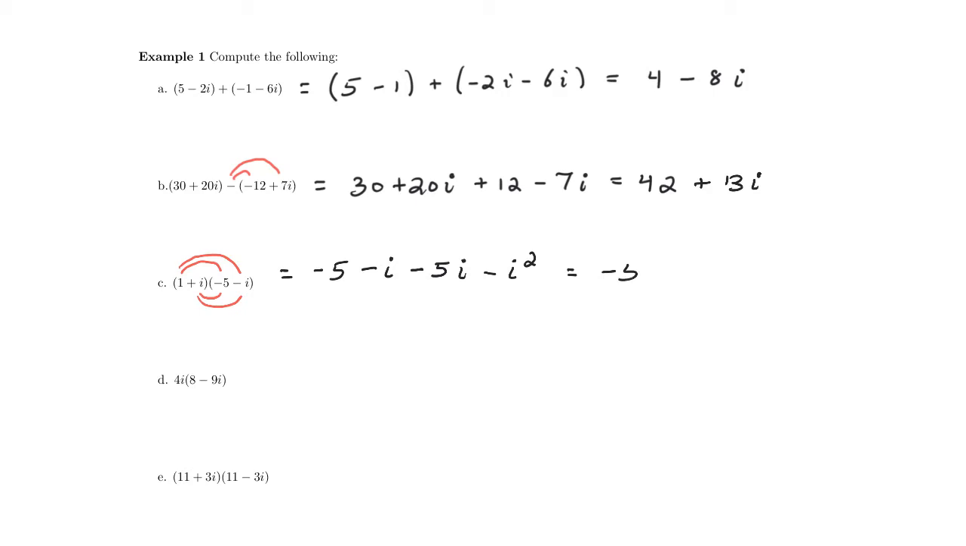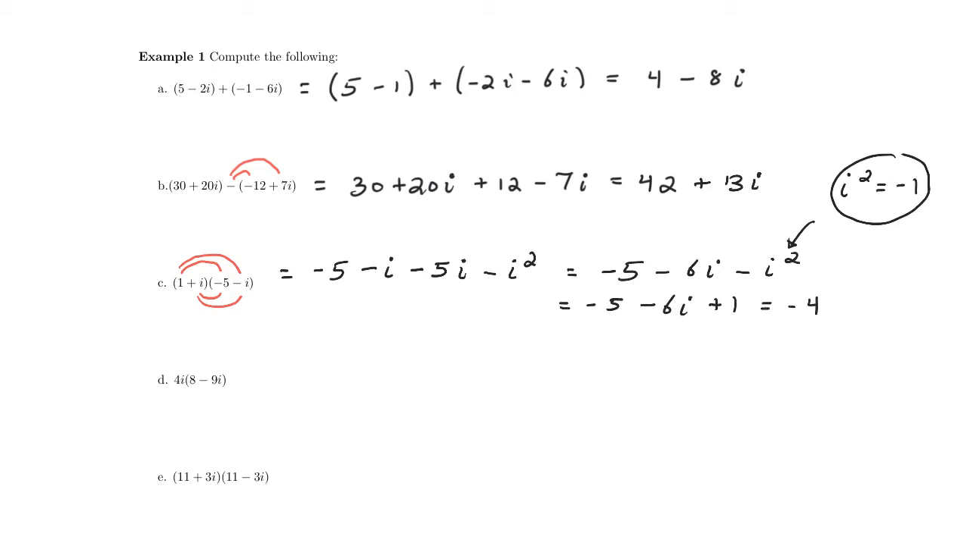So I have this negative 5. I have a minus i and a minus 5i, which is minus 6i. Then I have this minus i squared. And one thing to note is that i squared is the same thing as negative 1. So what I'm going to do is replace this with negative 1. There's an extra negative in front of it. So we get negative 5 minus 6i, but then we get plus 1, which when we add that at the front, we get negative 4 minus 6i, and that's the final answer.